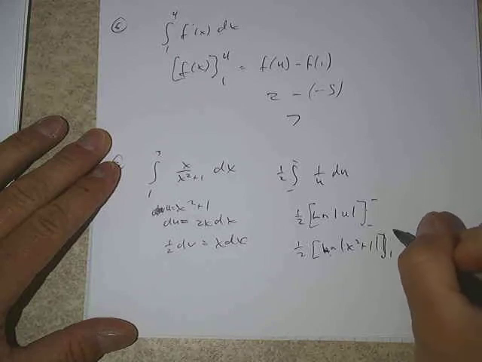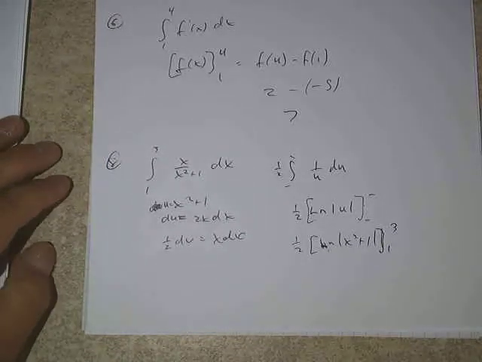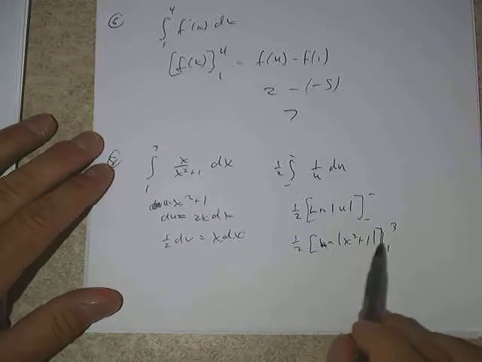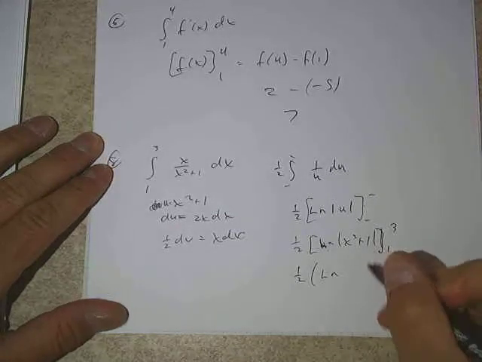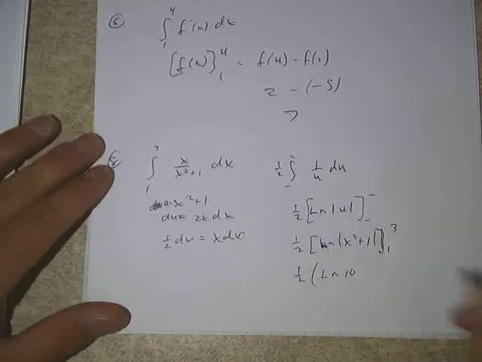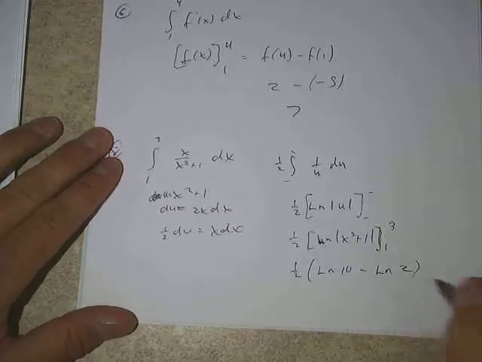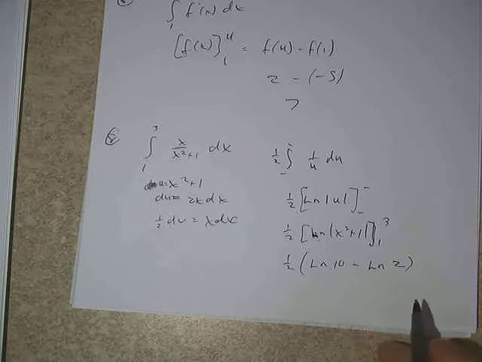because it's just a linear function down here, so it's not a power function. So with that, we could have 1/2 natural log of the absolute value of x squared plus 1. We don't really need the absolute values at this point because x squared plus 1 can't be negative anyway. Alright, and if we put our 3 in there, we're going to get 1/2 times natural log of 10 minus natural log of 2.